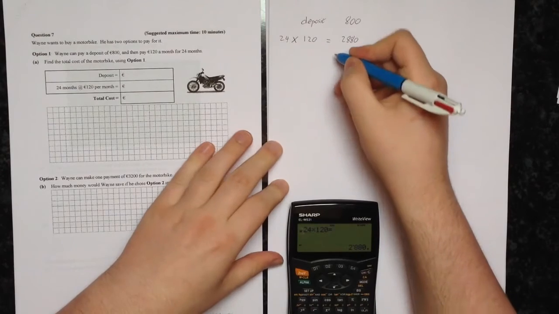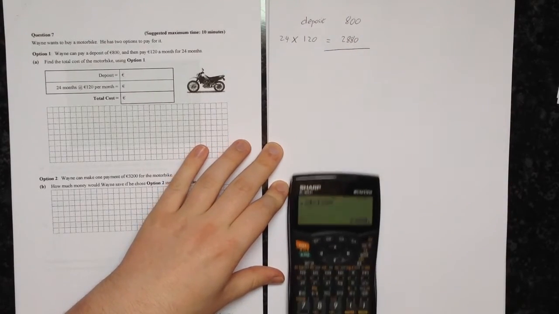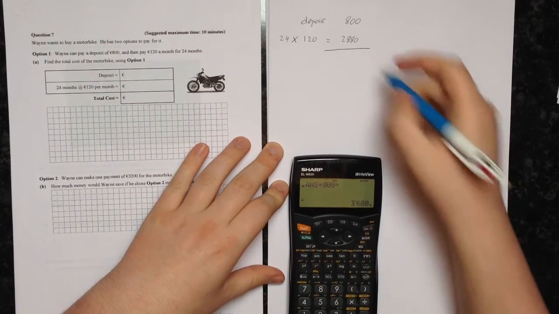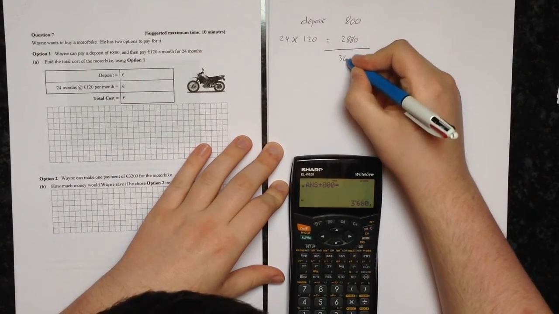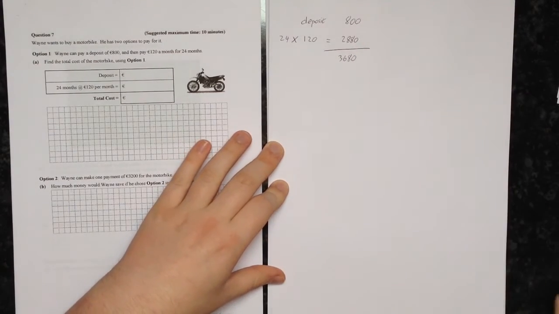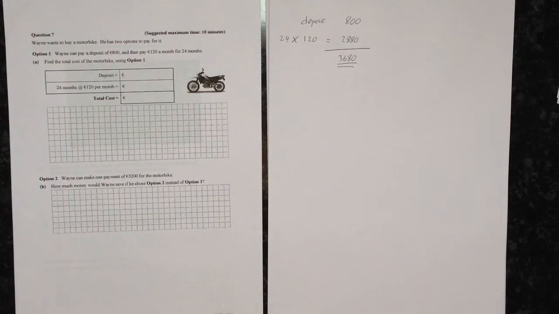So the total that he will be paying is this plus this, so 2,880 plus 800 will be 3,680. So that right there is the total cost of the motorbike using option 1.